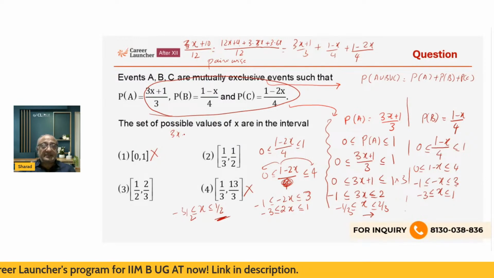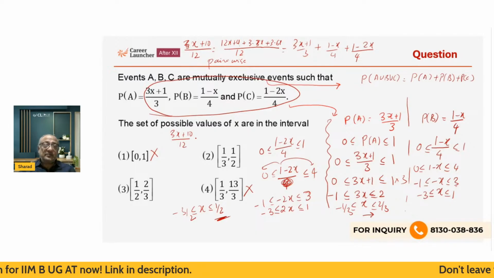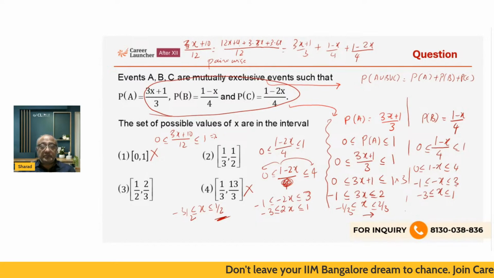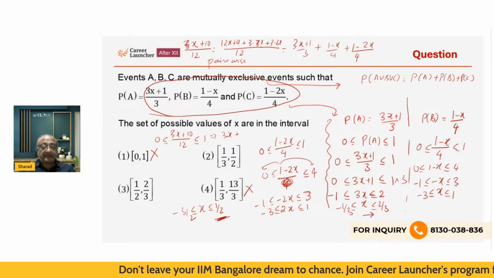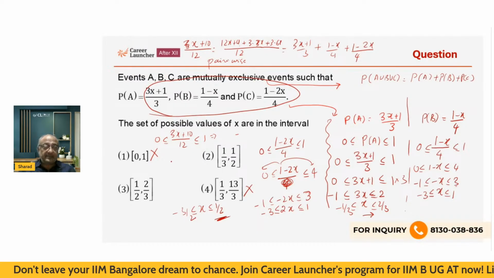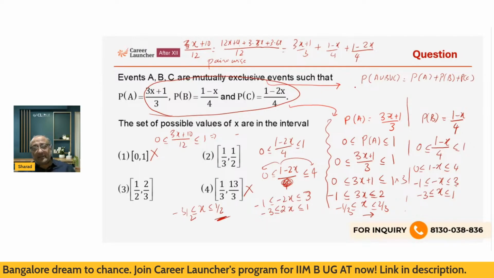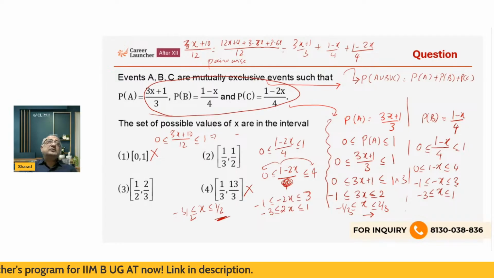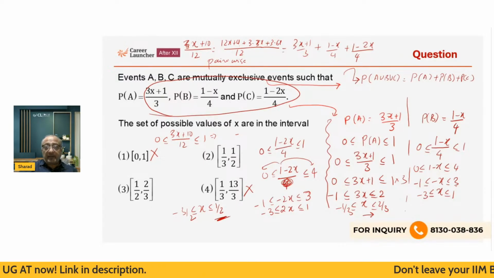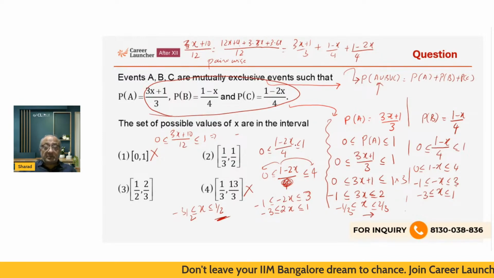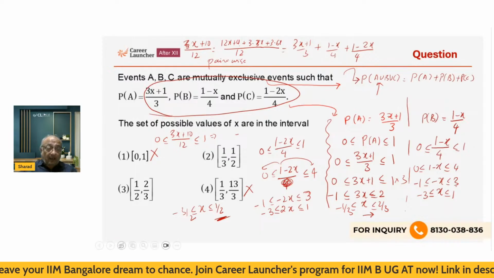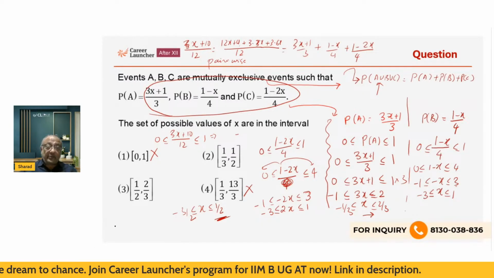What will this 3x plus 10 by 12 be? This will also be between 0 and 1. So what do we have here, bacho? 3x plus 10. Let me write a step for ourselves. But the idea is basically that if they are pairwise mutually exclusive, that means mutually exclusive means they don't have anything common in between. So that will be equal to P(A) plus P(B) plus P(C), and this probability will also be between 0 and 1. So this might also give us a different kind of constraint.